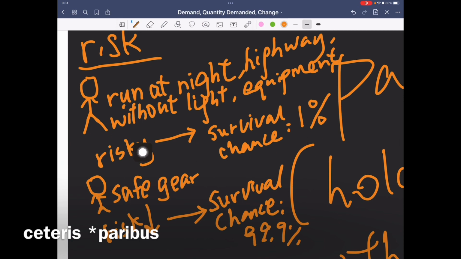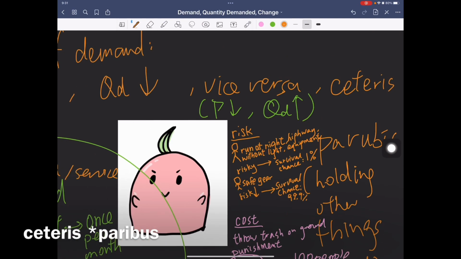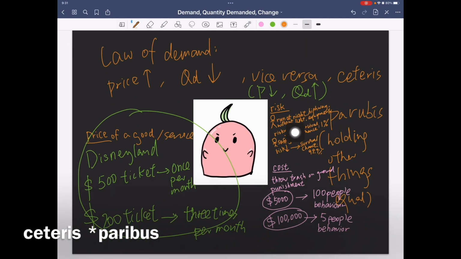Before that, very risky, he would not be likely to do the behavior. But after this, the risk decreases. He will attempt it more. So we go back to the law of demand. This time, we treat the price as the risk. When the risk decreases, he is going to do this more. So the demand increases. He's going to do the action more. So again, it illustrates the law of demand.